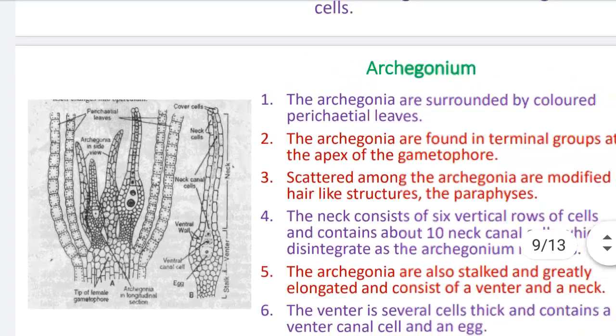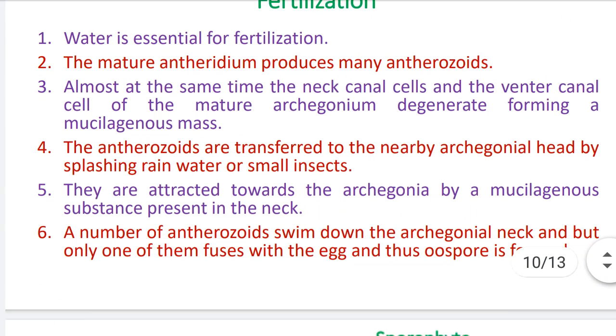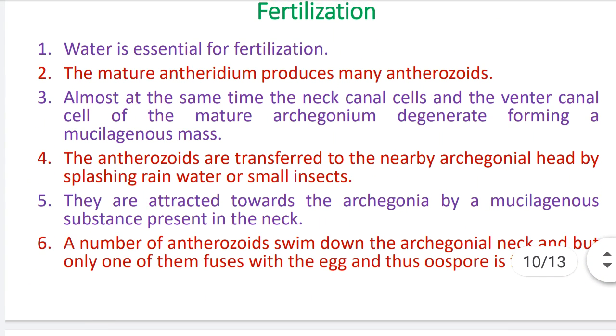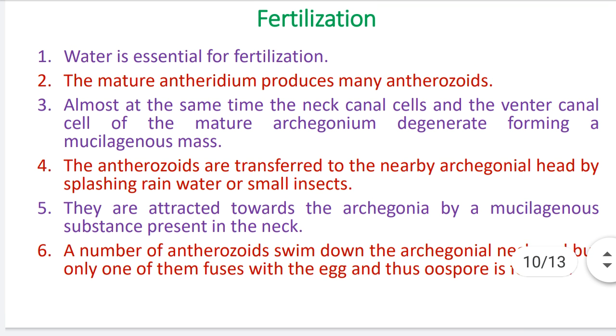now fertilization. First point, water is essential for fertilization. This is the most common thing in the bryophytes. Without water, fertilization is not possible. Point number two, the mature antheridium produces many antherozoids. They are also called spermatozoids or sperms or the male gametes.